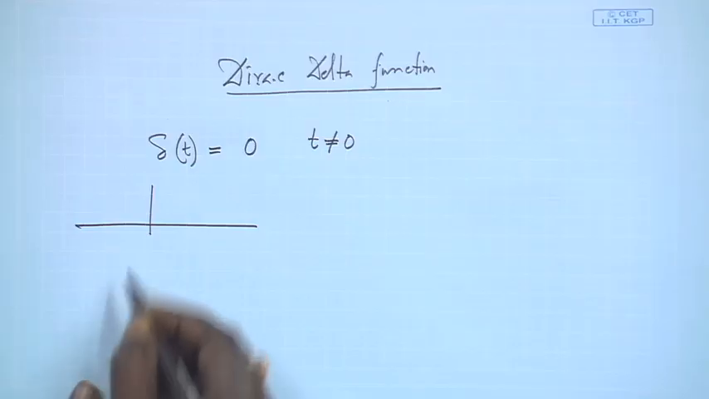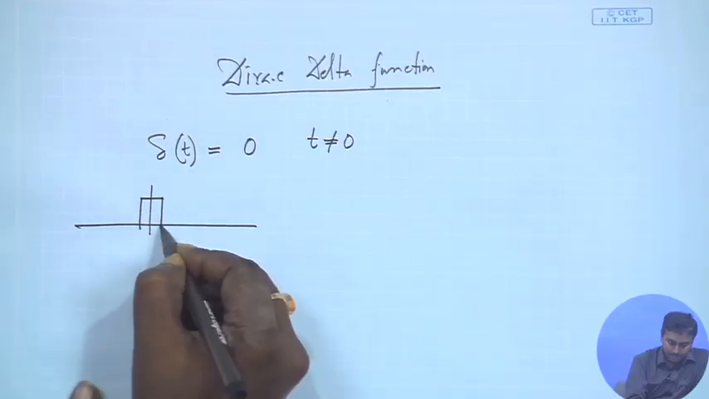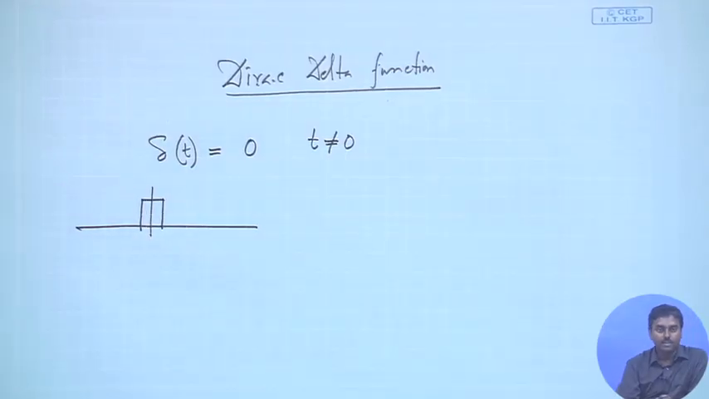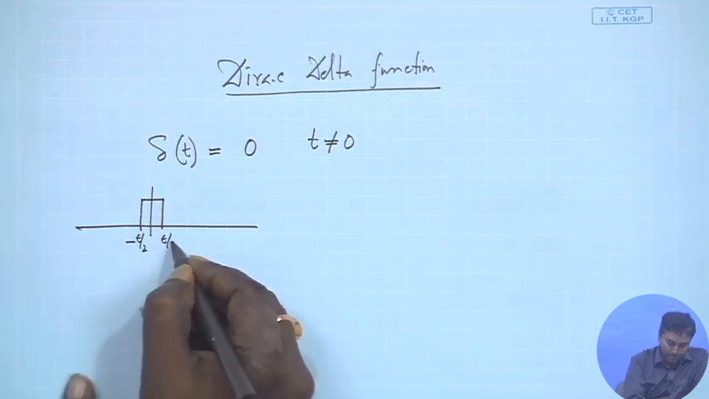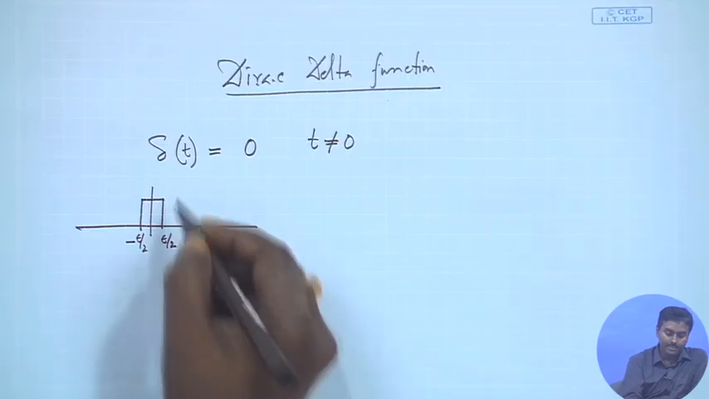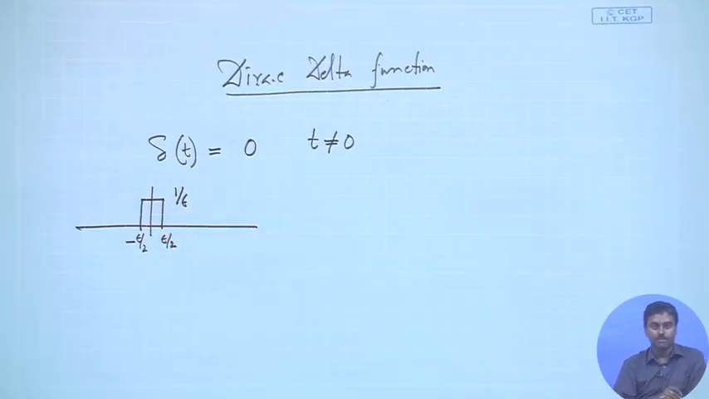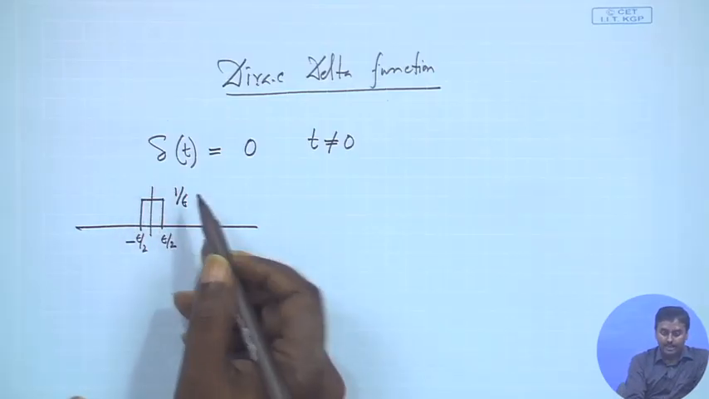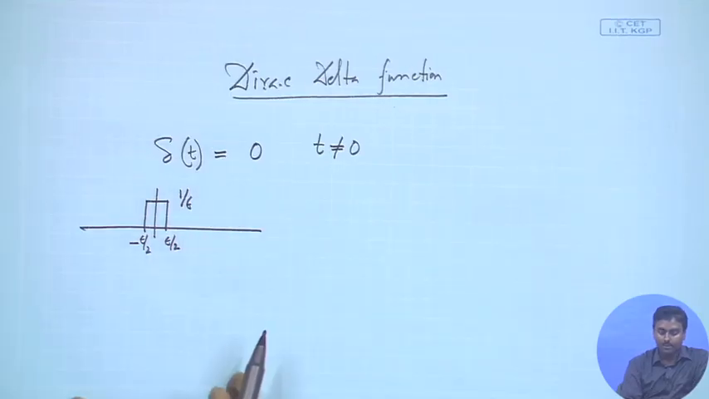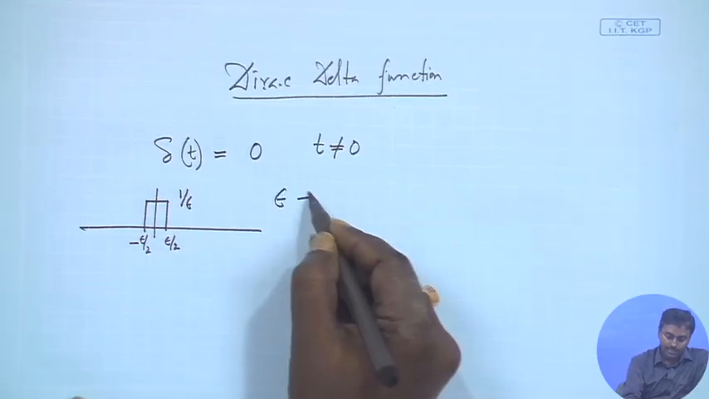An equivalent representation of delta t is something like this. It is a box function, okay, defined from minus epsilon by 2 to plus epsilon by 2. And the strength of the box is 1 by epsilon, okay. So, what does this mean? This will approach the Dirac delta, the way we have defined it, if epsilon tends to 0.